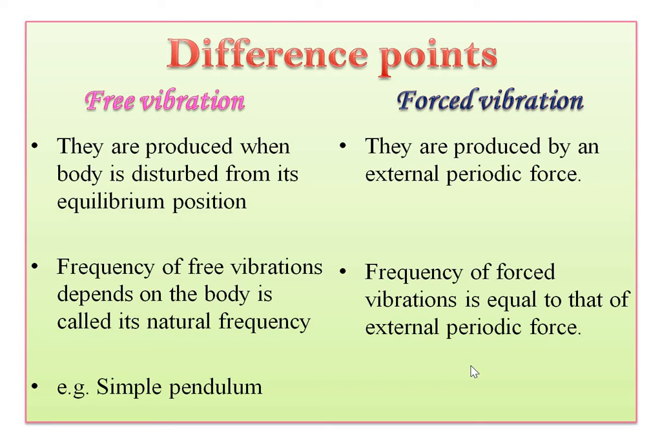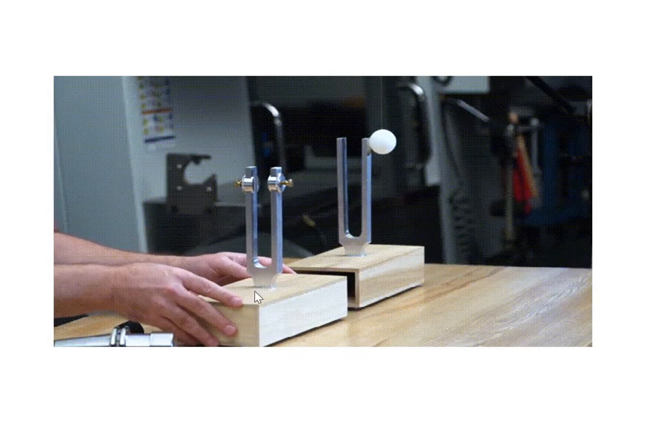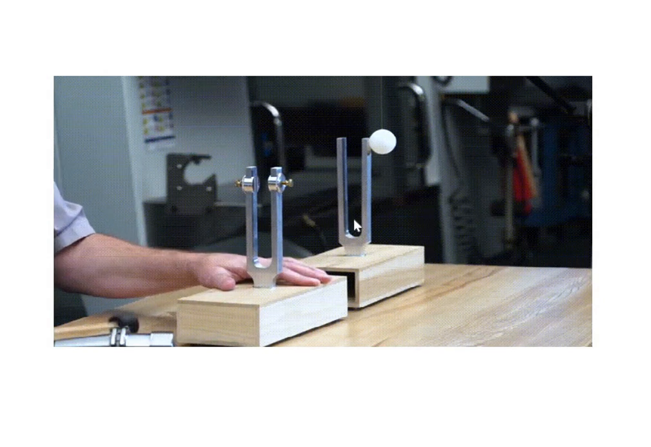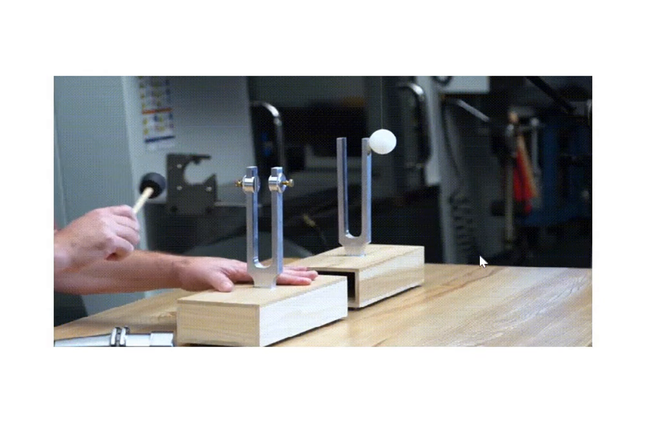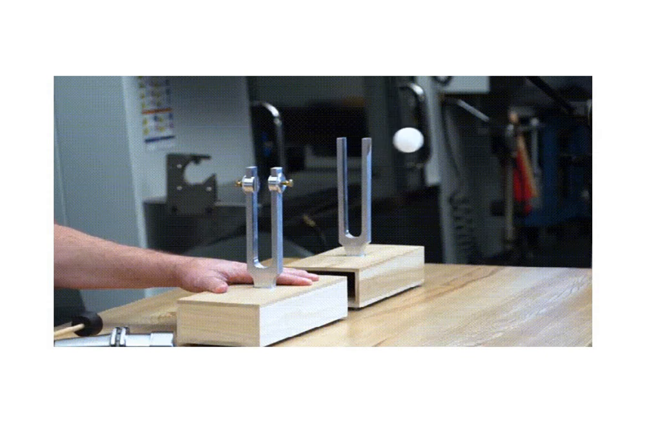The best example of free vibration is the simple pendulum, and an example of forced vibration is a musical instrument. These are the major difference points between free vibration and forced vibration. Let's see this image. When external force is applied on the first fork, it produces forced vibrations. It is for your clear understanding.